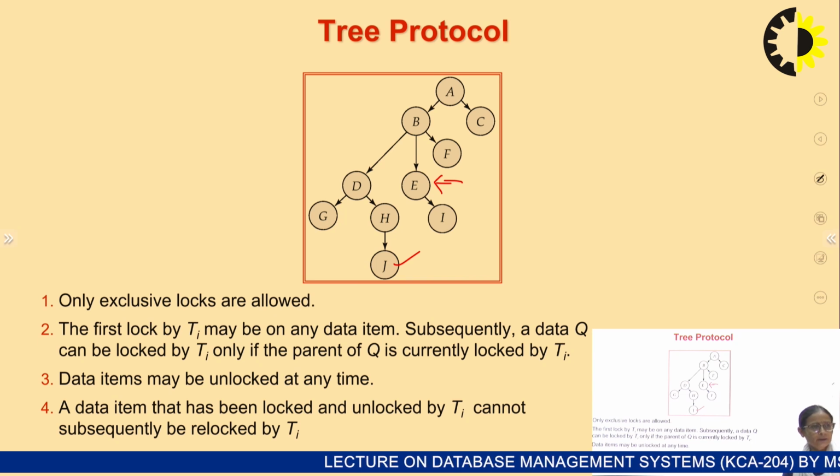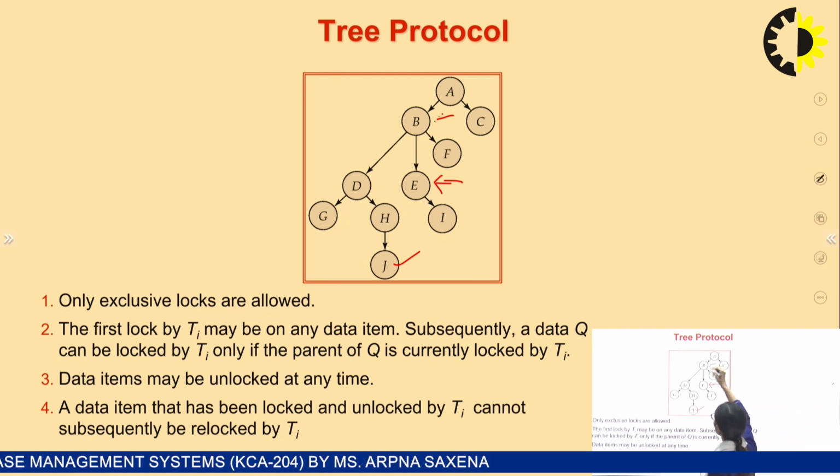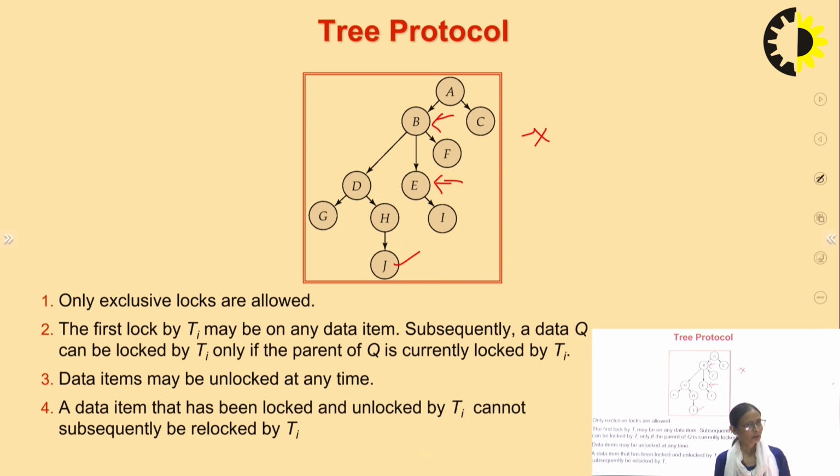Subsequently, a data item Q can be locked by Ti only if the parent of Q is locked. That is, here you have locked E, but now you want to lock B, then this is not possible. Before locking E, you need to lock the parent B. Clear? But if you are on this and you want to lock any child of E, then you can do so.